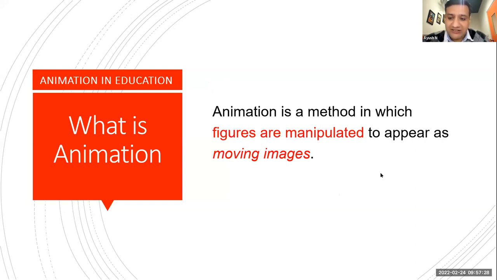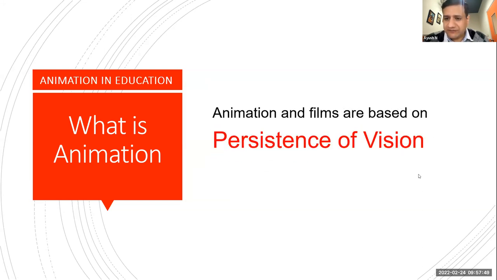Are they actually moving? Is there anything actually moving in animation? Because animation is happening on a screen, the screen is right there. Nothing is really moving, you know? It's just a picture. And so when I say nothing is moving, what do I mean? See, there is something called persistence of vision. This is the principle on which all animation and all films, all videos, work.